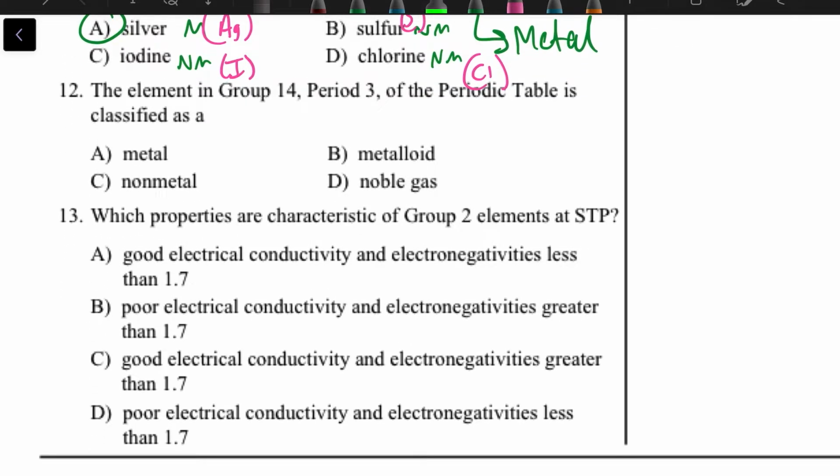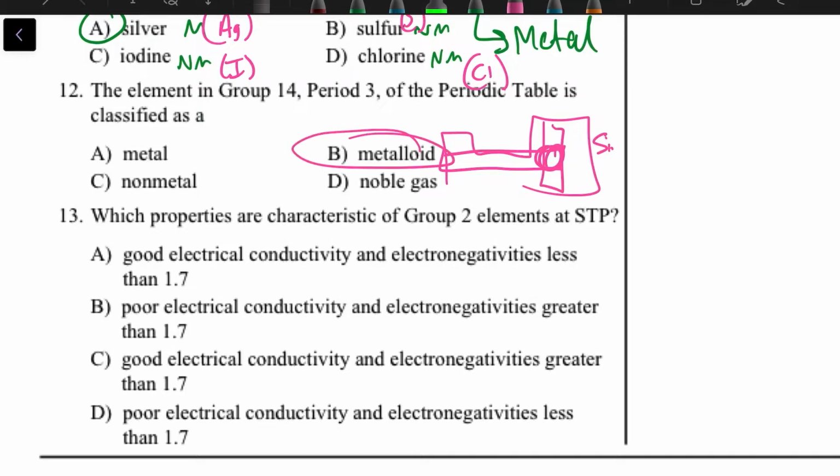Number 12, the element in group 14, period 3. So you want to find group 14, which is over there, period 3, which is somewhere around there. That element right there is Si. Si is on that staircase, making it a metalloid.